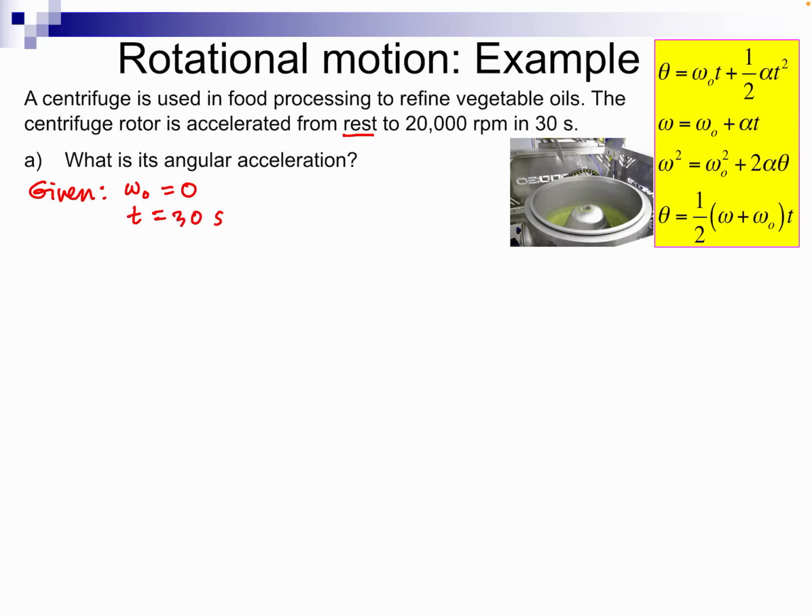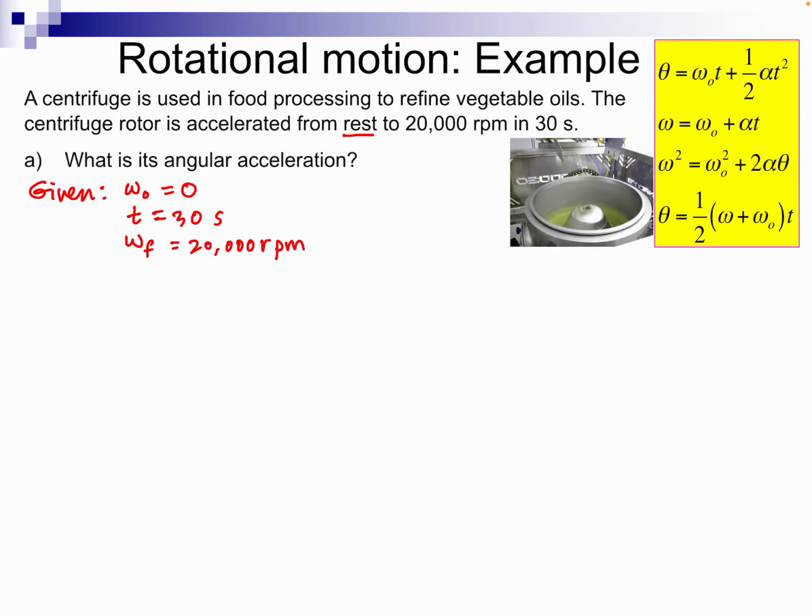Right, and then it's accelerated to 20,000 RPM. So RPM, revolutions per minute. That gives the unit, gives you a clue. This should be the final angular velocity of the rotor, which is 20,000 RPM.